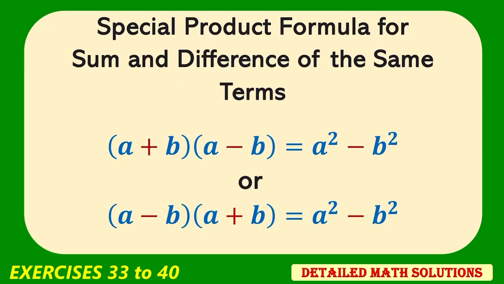To solve these exercises, I'm going to use the special product formula for sum and difference of the same terms, (a + b)(a − b) equals a squared minus b squared. This formula can also be written as (a − b)(a + b) equals a squared minus b squared. I'm going to use the formula written in both ways to solve the following exercises.